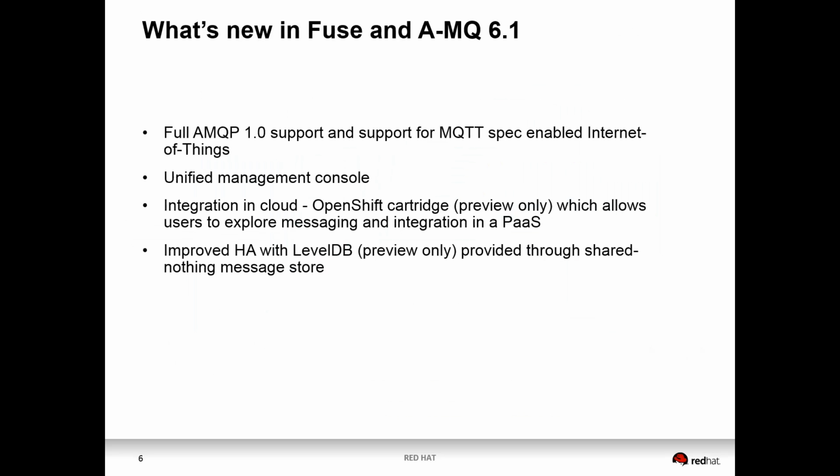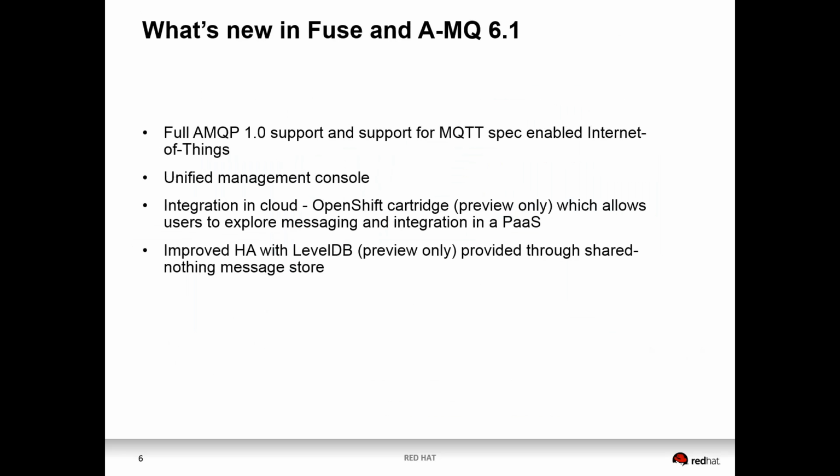So just a couple of quick notes on what's new in AMQ 6.1. Of course, it's full support for AMQP 1.0 and support for the MQTT spec enabling the Internet of Things. The universal connectivity through the AMQP 1.0, OpenWire protocol support and MQTT protocol support enables devices, applications, services to reliably connect and aggregate vast amounts of information, enabling integration of IoT, which is the Internet of Things. The vast library of connectors, of course, there's over 150 connectors through Apache Camel.